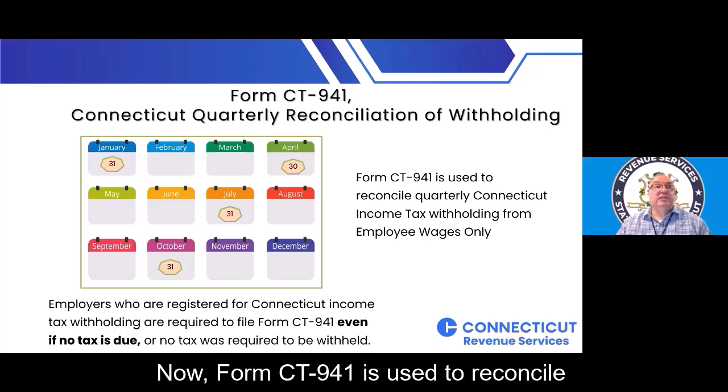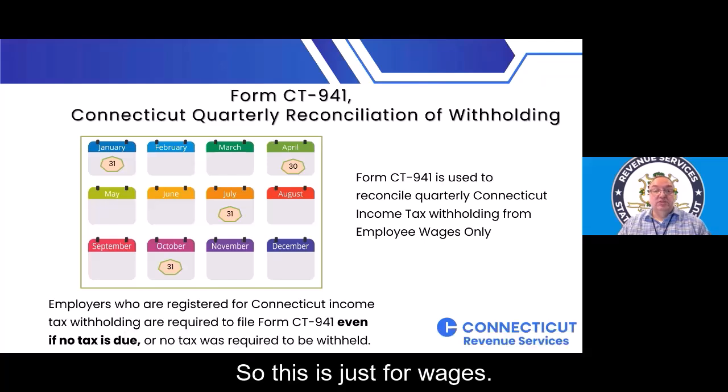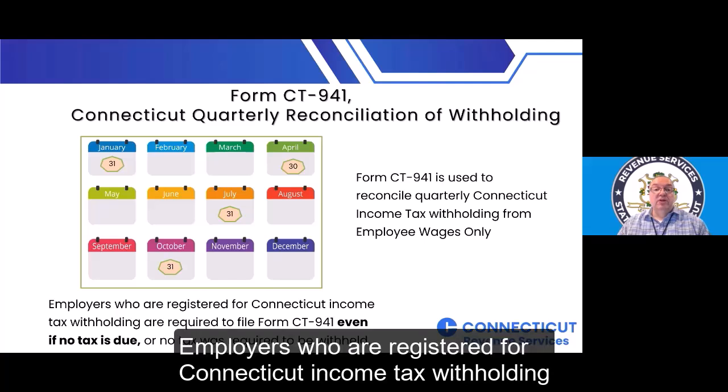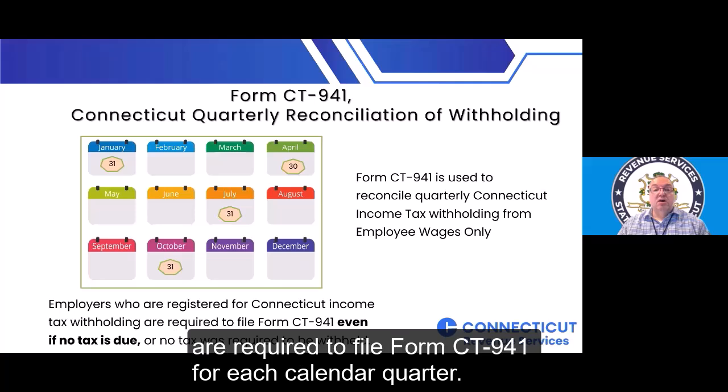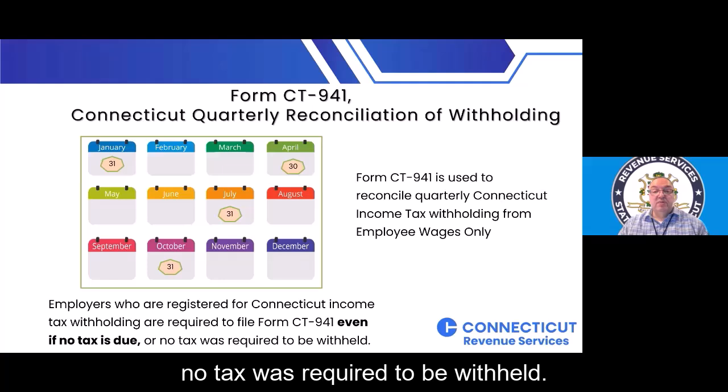Now, Form CT-941 is used to reconcile quarterly Connecticut income tax withholding from employee wages only. So this is just for wages. Employers who are registered for Connecticut income tax withholding are required to file Form CT-941 for each calendar quarter. And this is important, even if no tax is due or no tax is required to be withheld. So you must file every quarter.